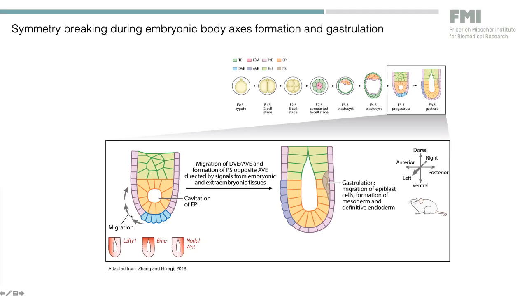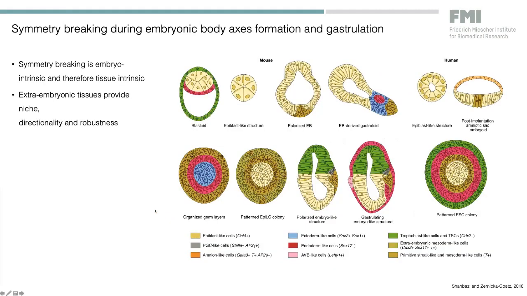This first step is very tissue intrinsic. And this has been shown because if you take these cells in vitro, you can break symmetry. This is an overview of many different systems that have been derived, but in many of them, symmetry breaking is embryo intrinsic and is not dependent on extracellular cues. And the extraembryonic tissue really provides the niches and the directionality.